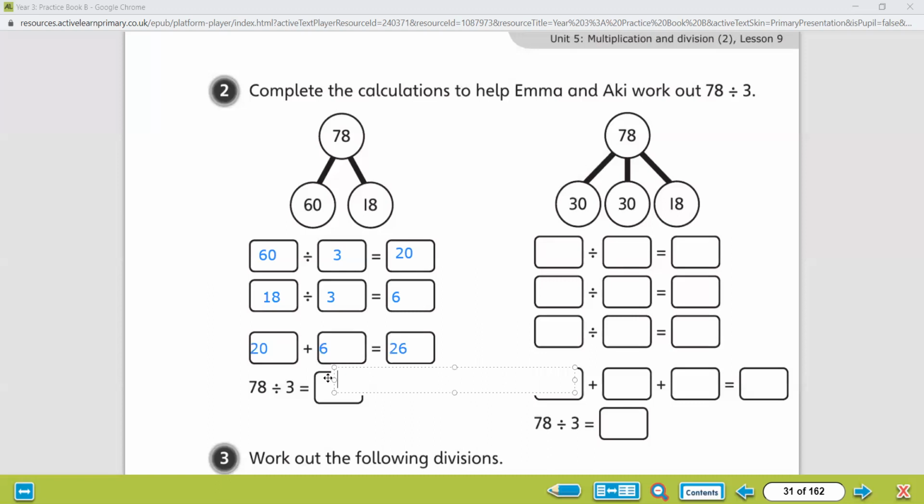My answer is 26. Now you're doing the same calculation. You're just doing different steps, but you should end up with the same answer. Pause the video and have a go. Remember, you're going to have to put 30, 30 and 18 in there. Good luck.